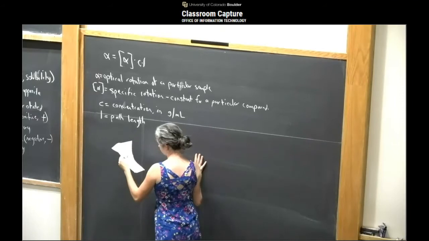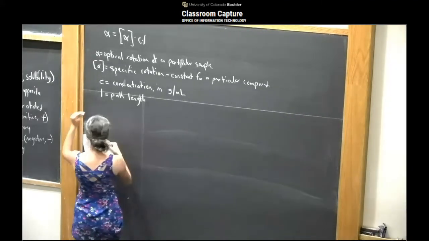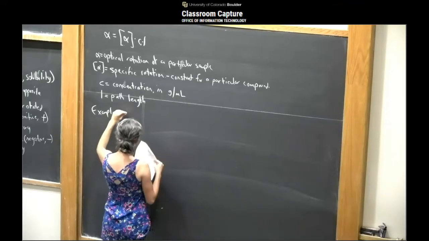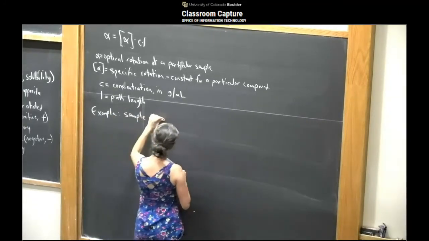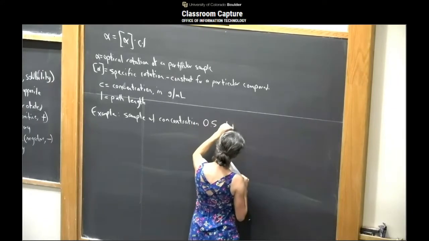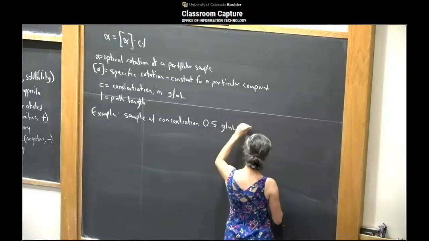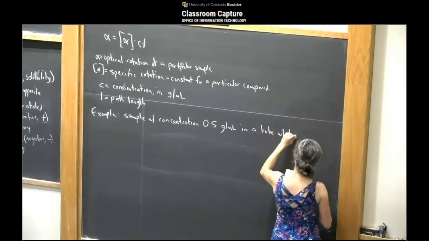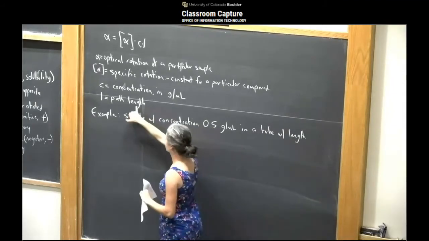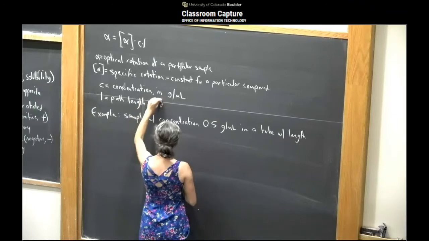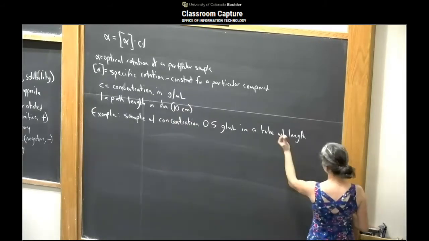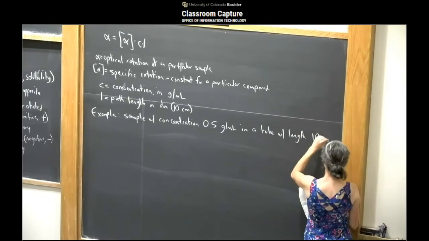Okay, so for example, say you have a sample with concentration 0.5 grams per milliliter, and you put it in a tube with a path length of, one thing I didn't mention is path length, for whatever reason, is in decimeters, which is the same as 10 centimeters. I think that's just for weird historical reasons. Okay, so it's in a tube with length of 10 centimeters.